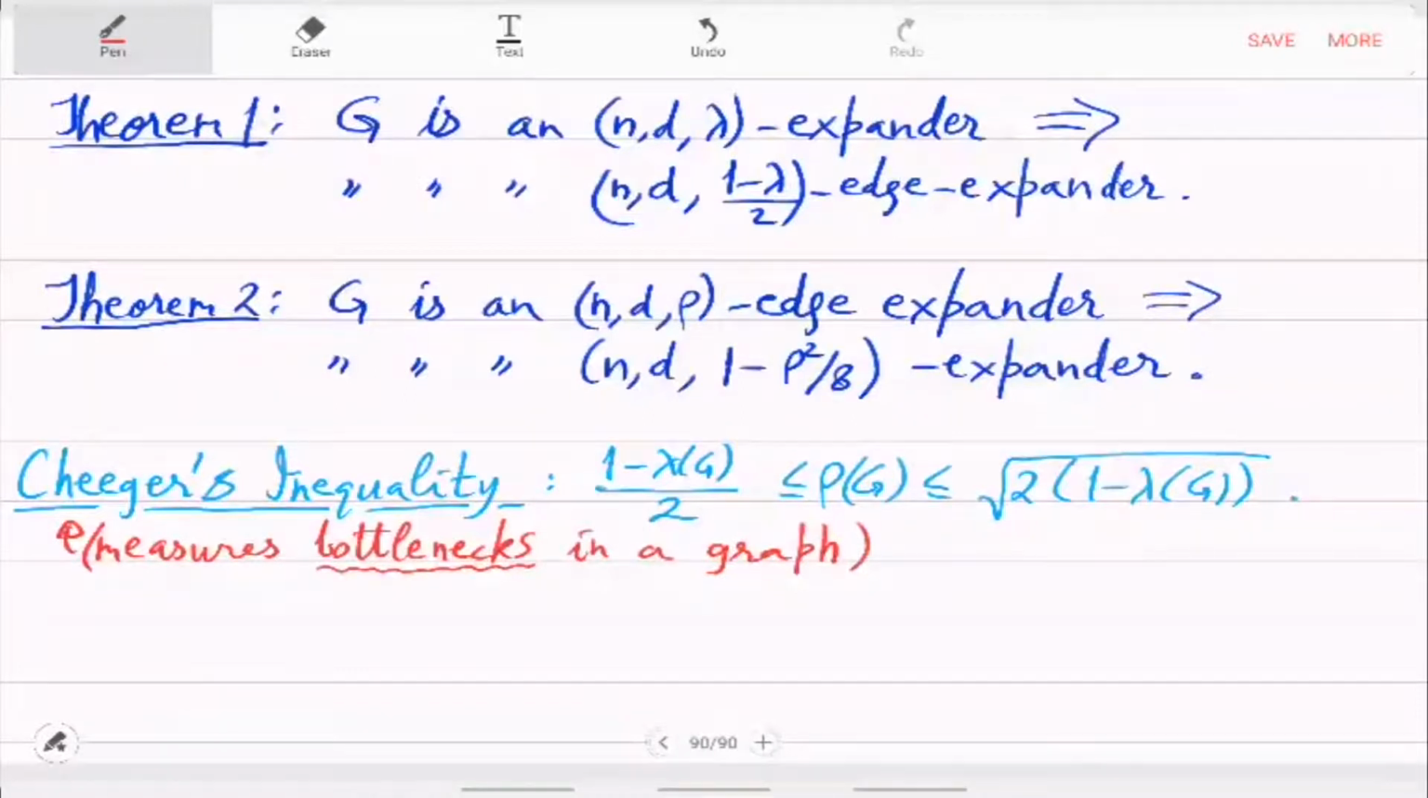That is the inequality which combines theorem 1 and 2. But we have to prove these theorems individually. Proofs will be sort of related, but still they will look different. So let us start with the proof of theorem 1. Okay, we have to connect this algebraic concept with the combinatorial concept.